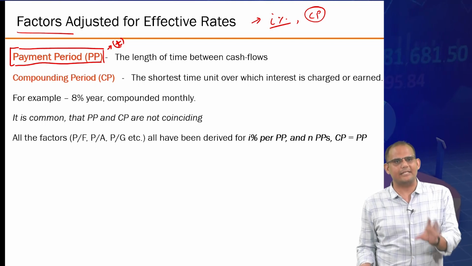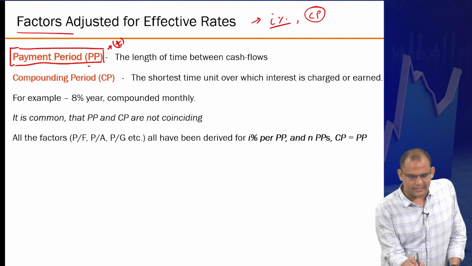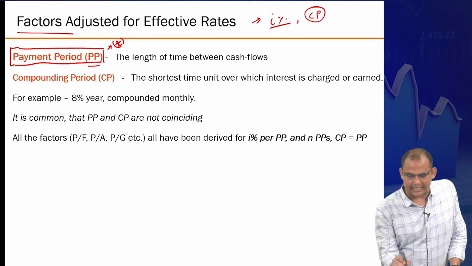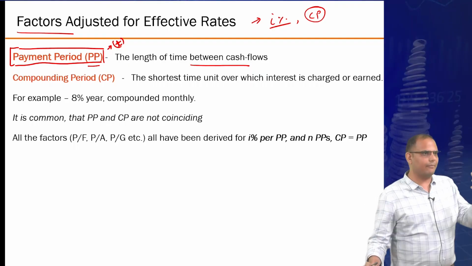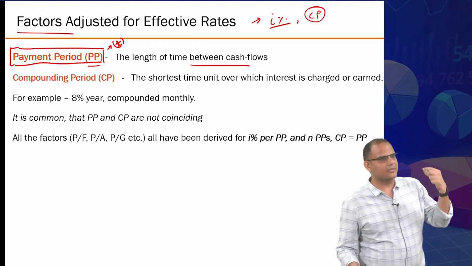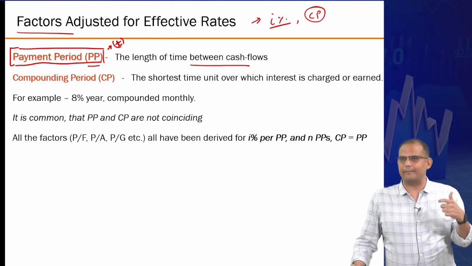But in this case, it makes more sense, and I'll explain a little bit more. So payment period is defined as capital PP. This is the length of time between the cash flows. So if your cash flow series is occurring every month, then your payment period becomes 1 month. If you are dealing with daily cash flows, your payment period becomes daily.